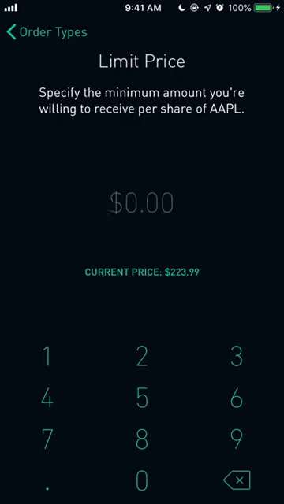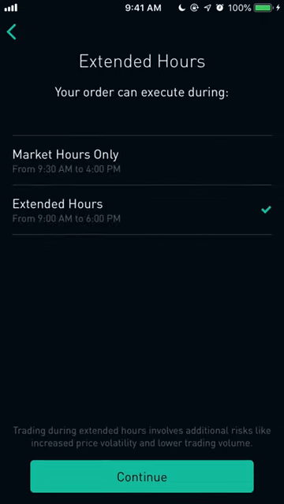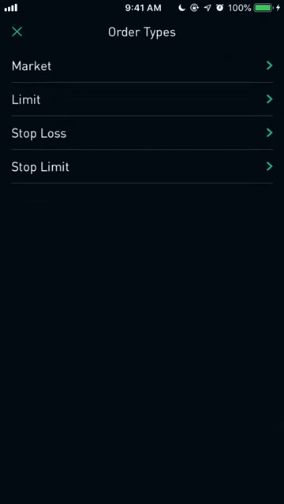So for example, let's say you set the limit price, let's say you go like 222 or something like that. So as soon as it hits $222 or higher, they will sell that share of Apple. And then once again, you could continue, do market hours or extended hours, and click continue again to try to send it through.